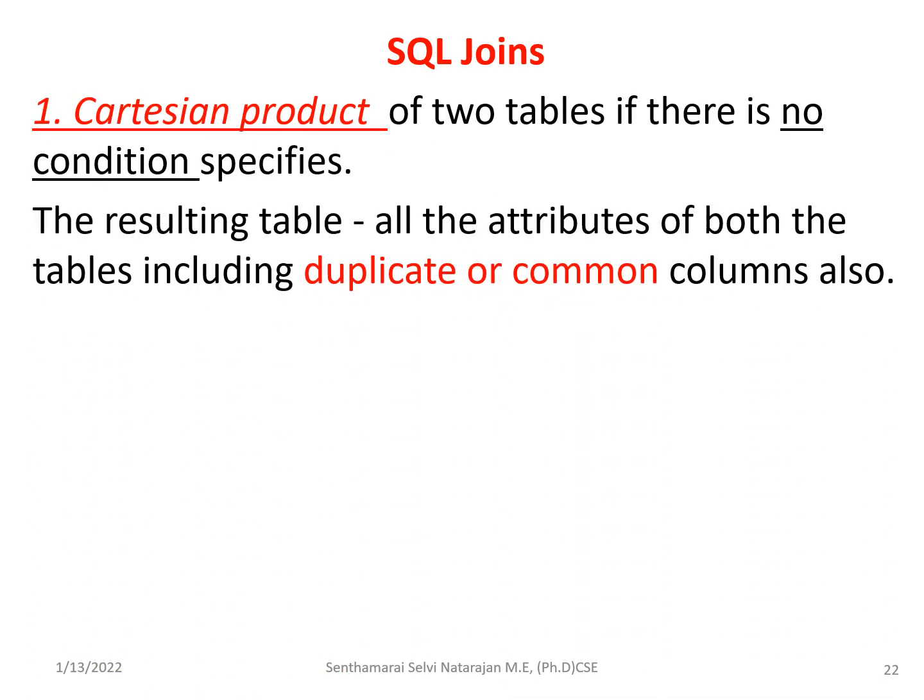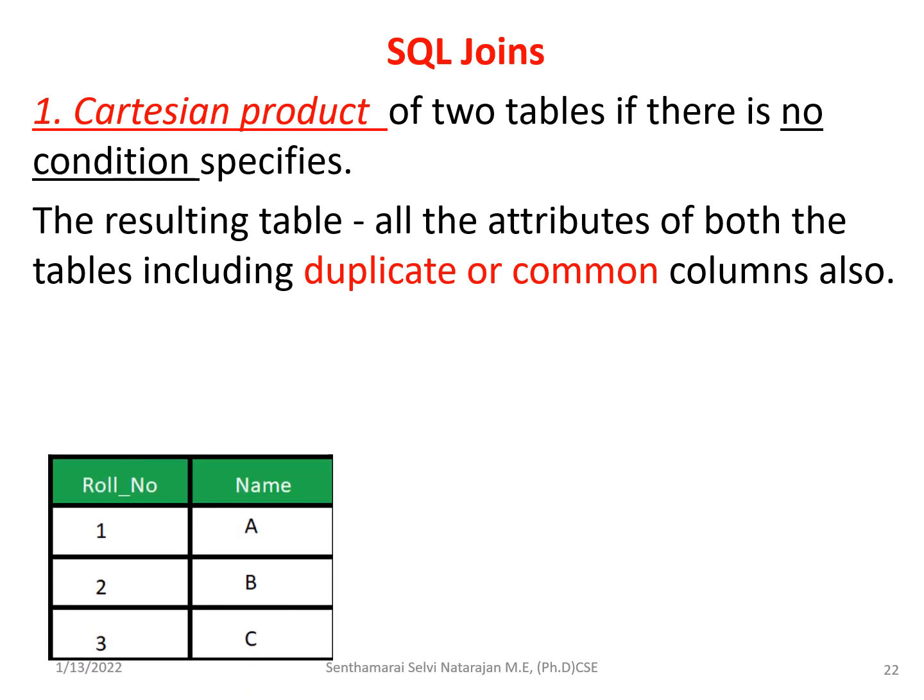So regarding the Cartesian product, what does the Cartesian product mean? Here, if no condition is specified, the Cartesian product will give whatever columns are present in table 1 with table 2. All those columns will be crossed, and then all the values will be given. So the resultant table will get the attributes of both the tables, including the duplicate or common columns also. So duplicate records will also be produced in the result.